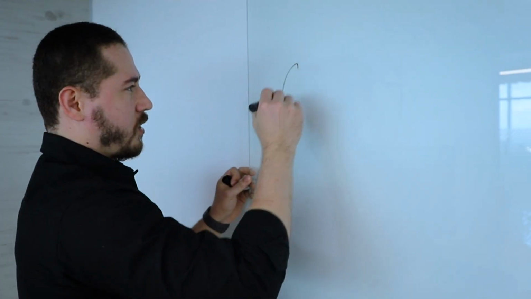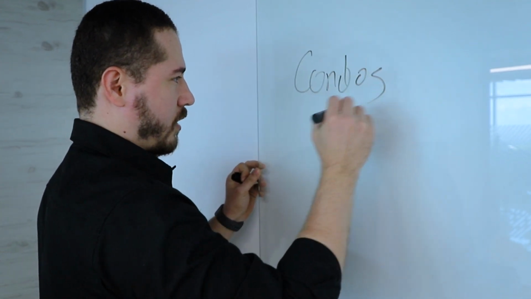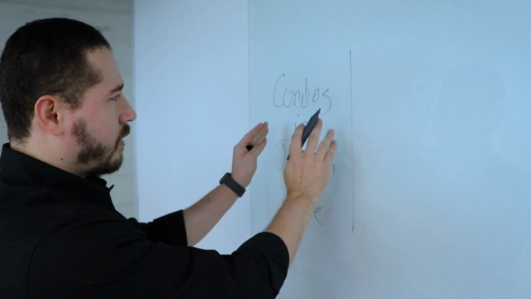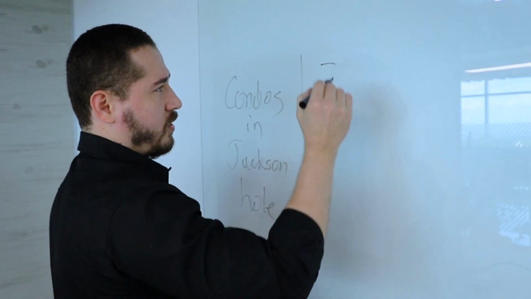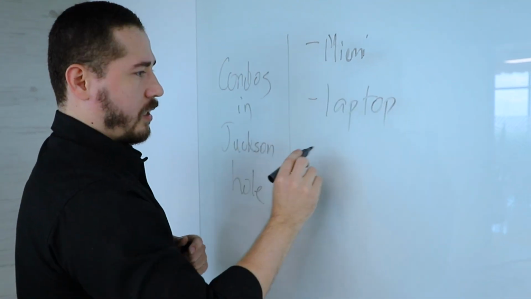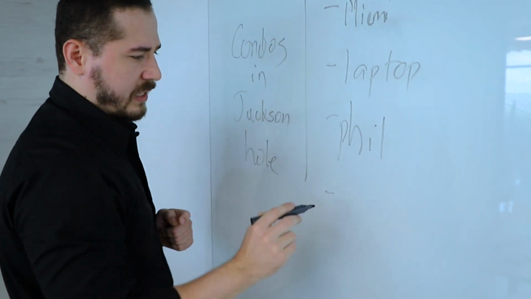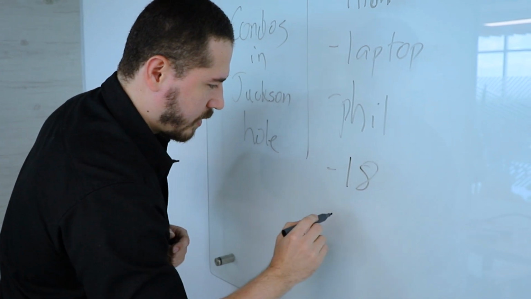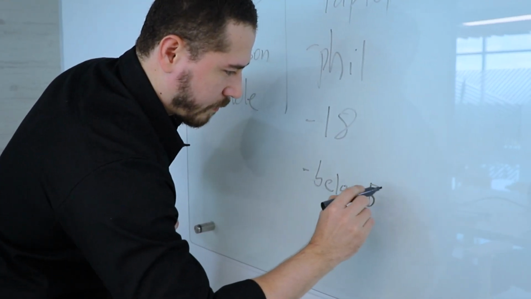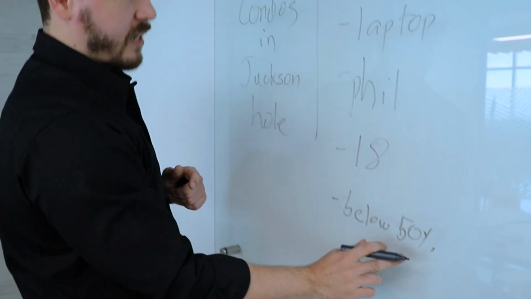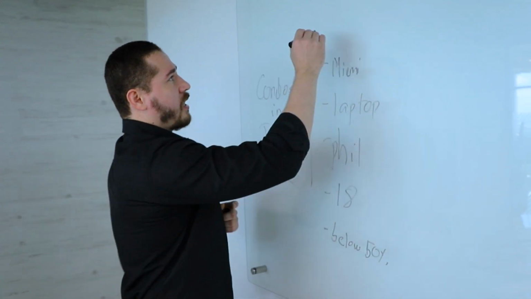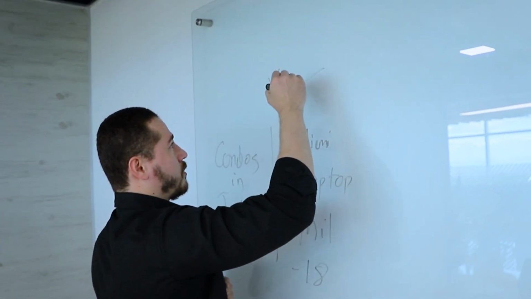If somebody is searching for condos in Jackson Hole, what Google is gonna consider is just everything that describes this search query. So perhaps this user is in Miami, and then perhaps he's using a laptop. His name is Phil, and let's assume that he is 18 years old, and he belongs to the below 50% of the household income in the United States. So everything that we have here describes the search query, and these are just a set of variables.